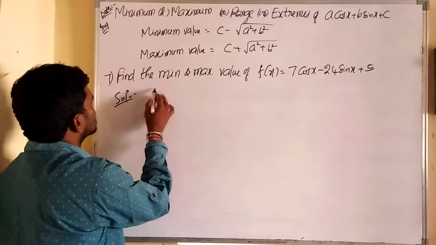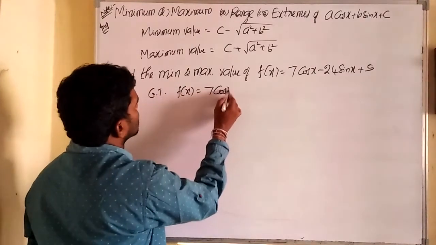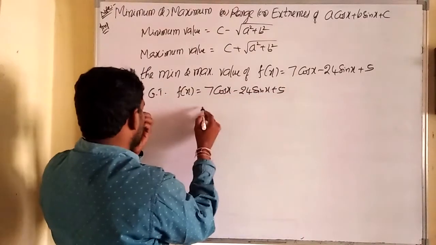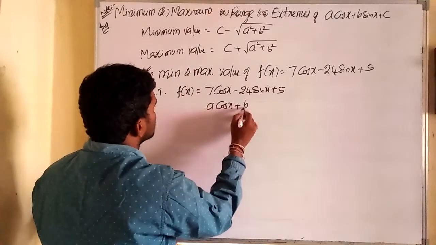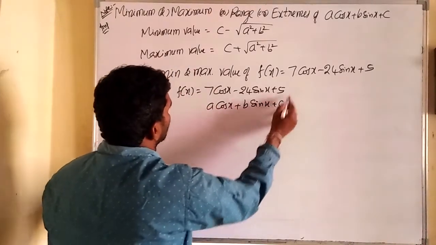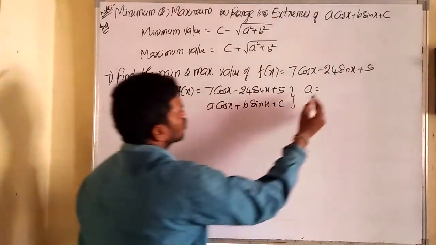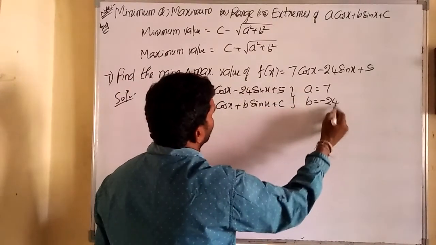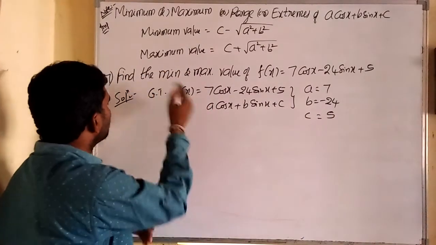A small question this is. Given that f of x equals 7 cos x minus 24 sin x plus 5, compare with the general form. What is the general form? a cos x plus b sin x plus c. Comparing both, a is 7, the cos x coefficient, b is minus 24, and c is the constant value 5. So we got the 3 values for finding the minimum and maximum.